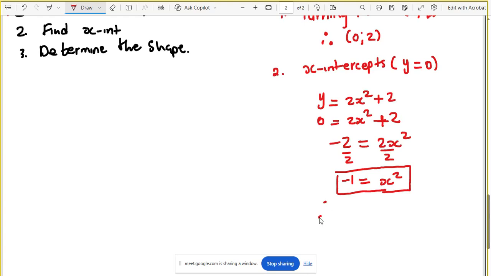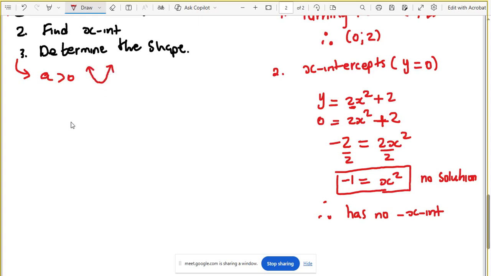Then we're going to conclude and say, therefore, this equation has no x-intercept because there is no solution. So if it has no x-intercept, then you determine the shape. That's number 3. The shape will look at the value of a, which is 2. The value of a is greater than 0, and we say that if it's positive, it will be concave up.